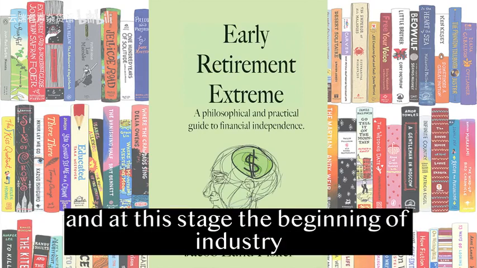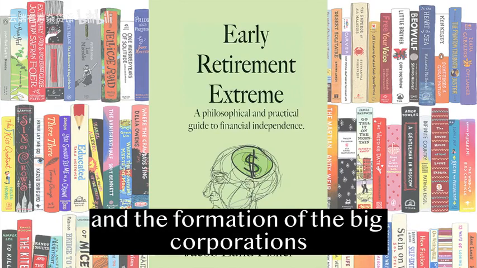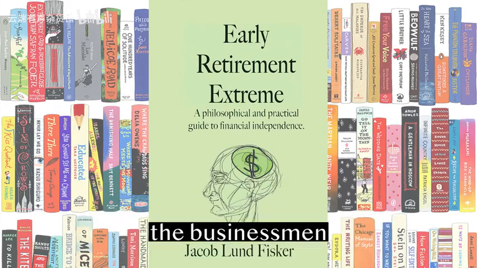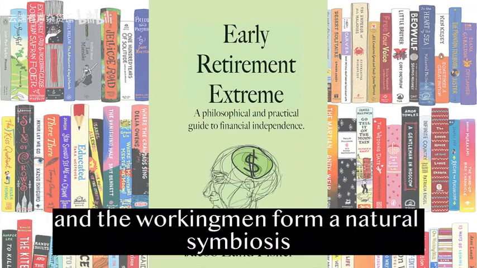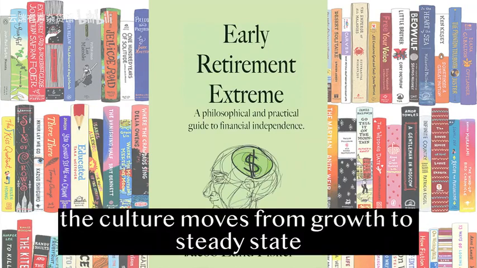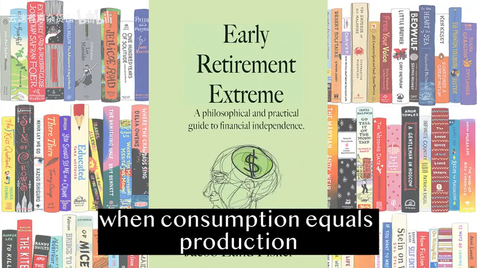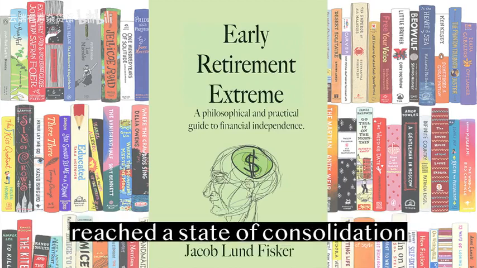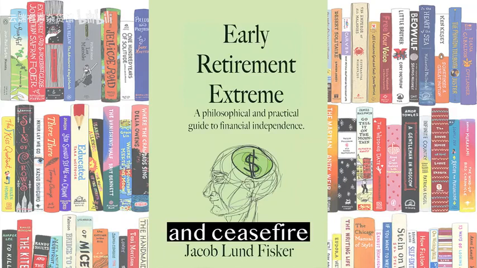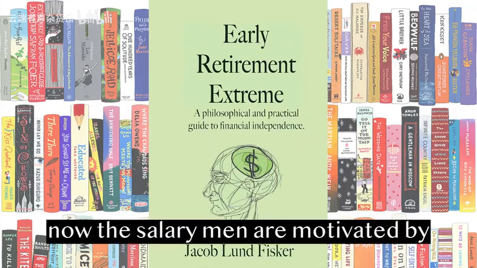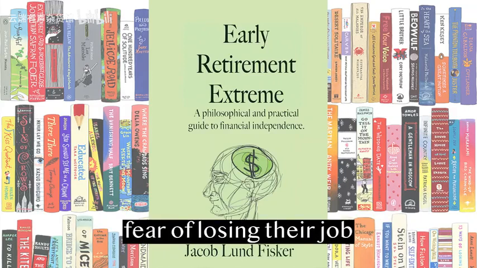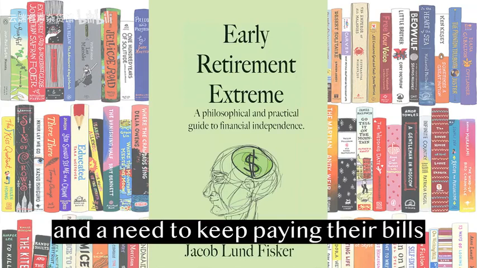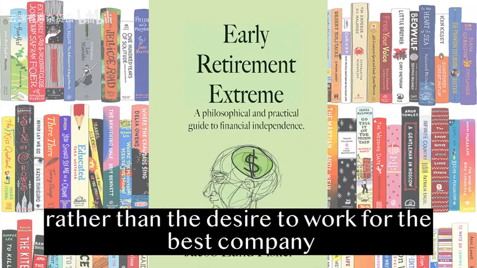And at this stage, the beginning of industry and the formation of the big corporations we still see today, the businessmen, the salarymen, and the working men form a natural symbiosis. The culture moves from growth to steady state when consumption equals production. At this point, all the niches have been fully filled and intercompany competition has reached a state of consolidation and ceasefire. Now the salarymen are motivated by fear of losing their job and a need to keep paying their bills rather than the desire to work for the best company.